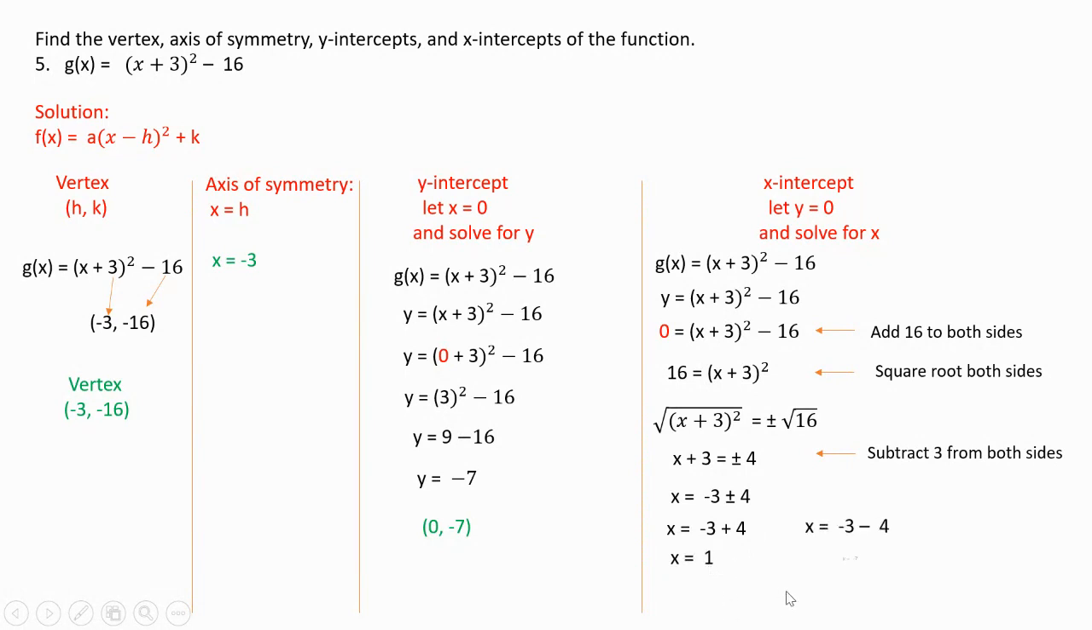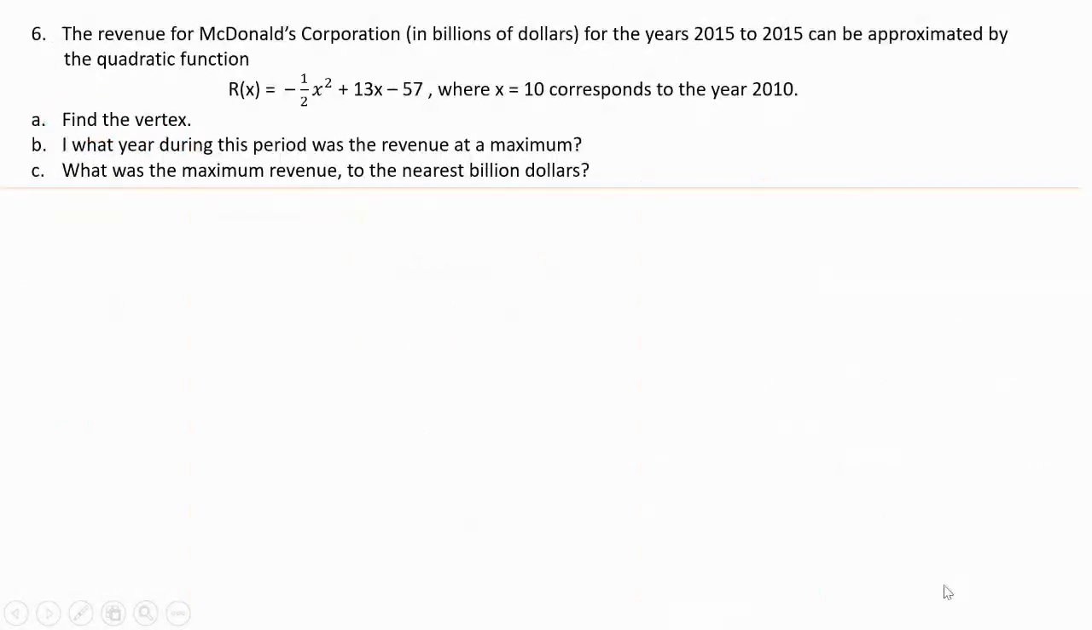So we have x equals 1 and x equals -7. So those are your x-intercepts. Okay, now, how do you apply the vertex to a real-life situation?